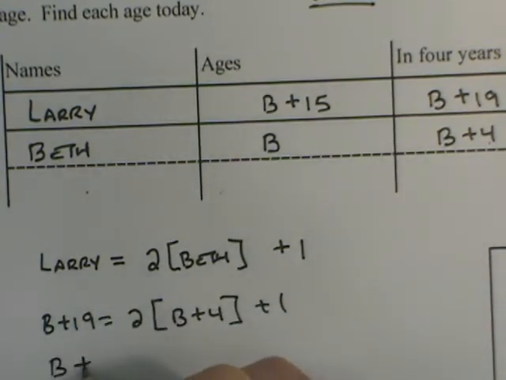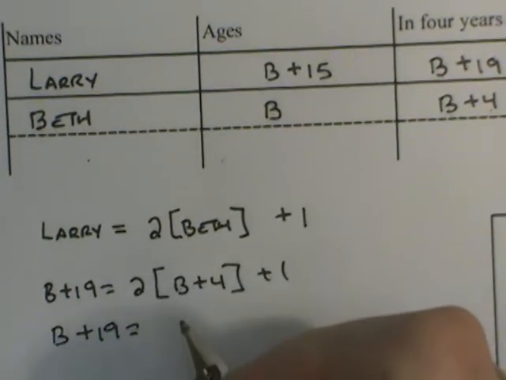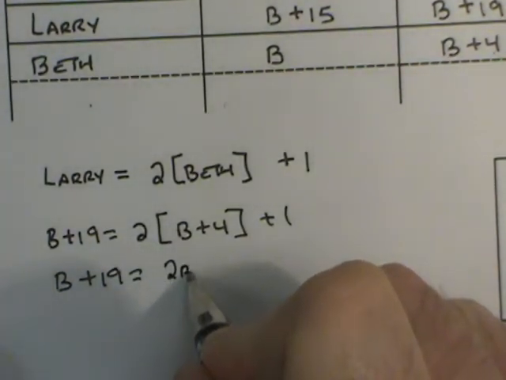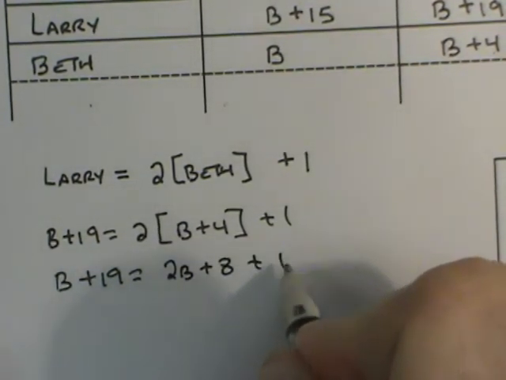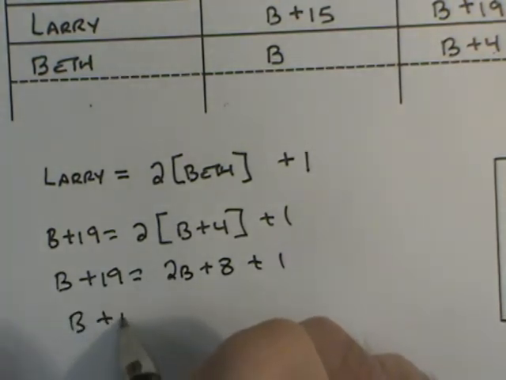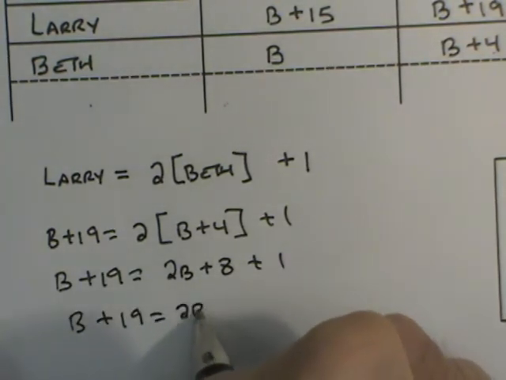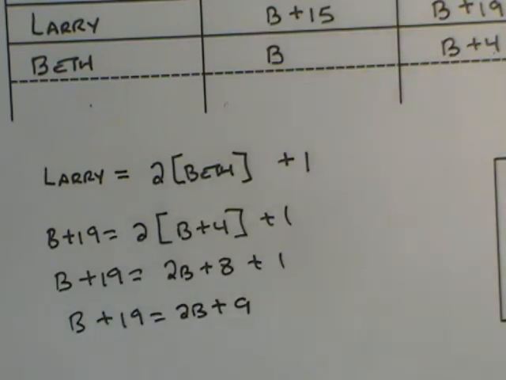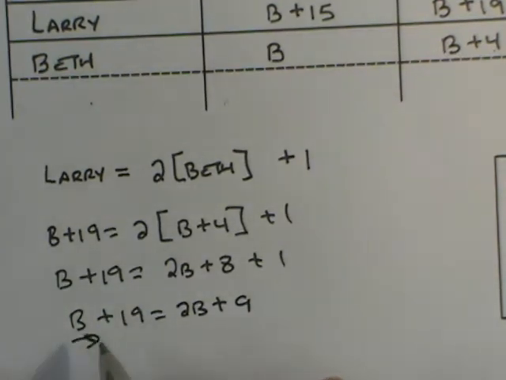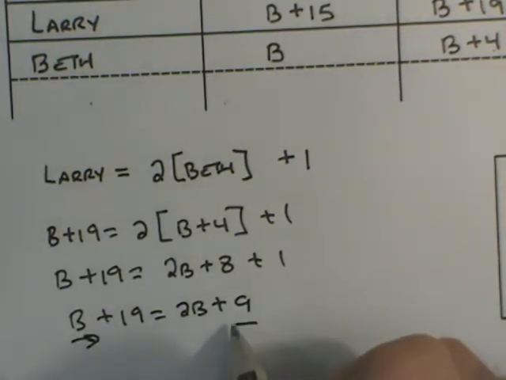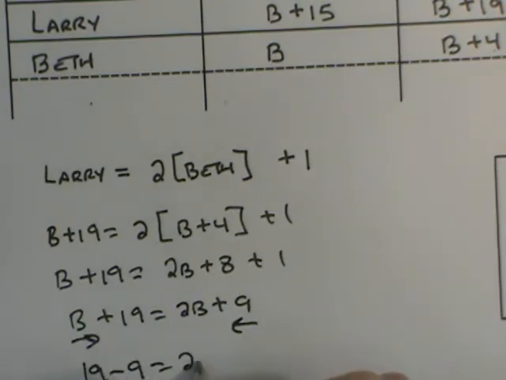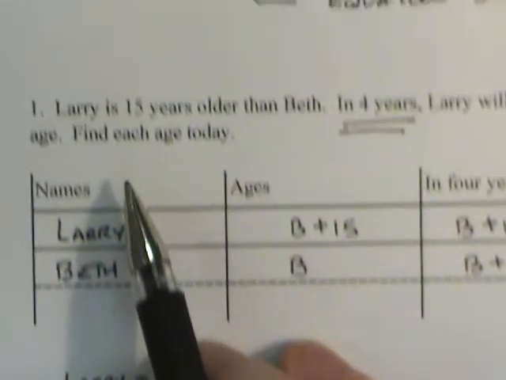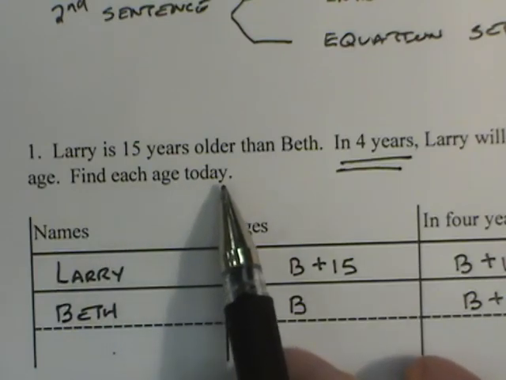As I solve this, I must distribute. So I'll say b plus 19 is equal to 2b plus 8 plus 1. Combining my like terms. See, the algebra here is not very difficult. I can move this b to the right, and I can move this 9 to the left. This becomes 19 minus 9 equals 2b minus b. So 10 is equal to b. And then I answer the questions. The question says find the age of each today.